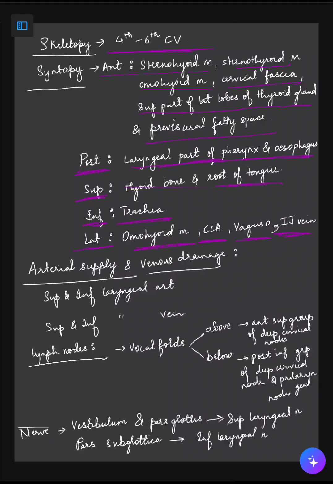The neck part is very important because the neurovascular bundles are very important in this part, like common carotid artery, vagus nerve, internal jugular vein, external jugular vein, anterior part of jugular. So you need to remember all these things.